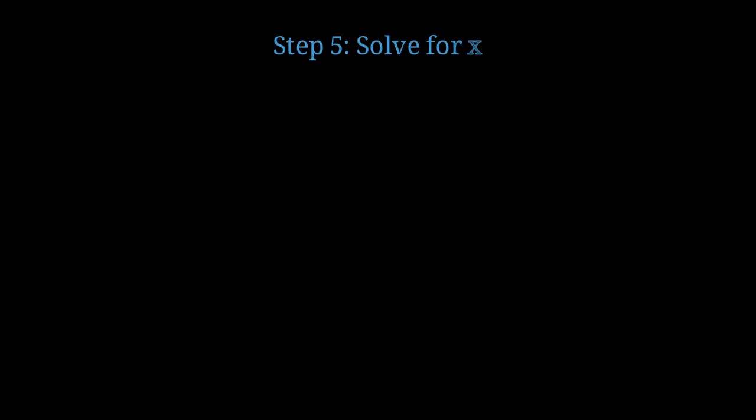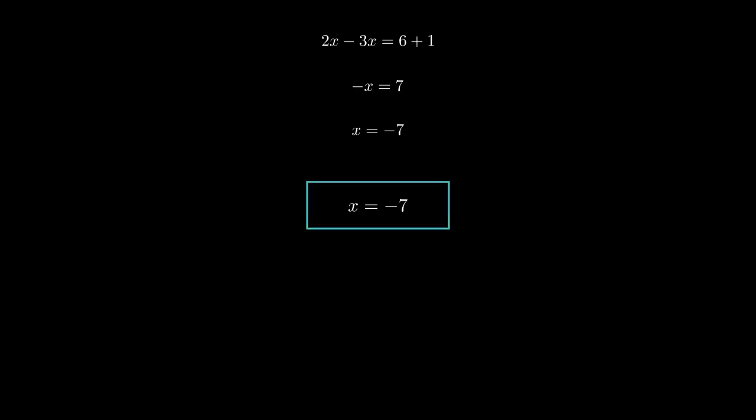Now we solve this linear equation for x. Starting with 2x minus 1 equals 3x plus 6. Subtracting 3x from both sides and adding 1 to both sides gives us 2x minus 3x equals 6 plus 1. Simplifying, we get negative x equals 7. Therefore, x equals negative 7. Our solution is x equals negative 7.